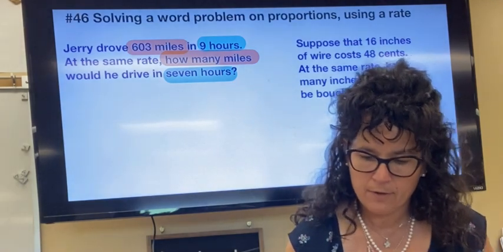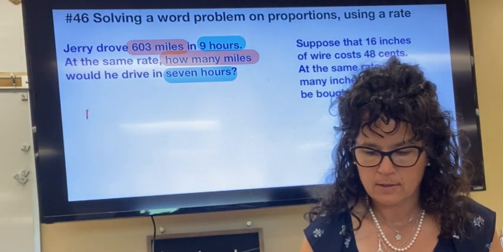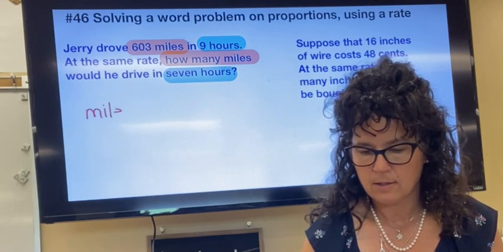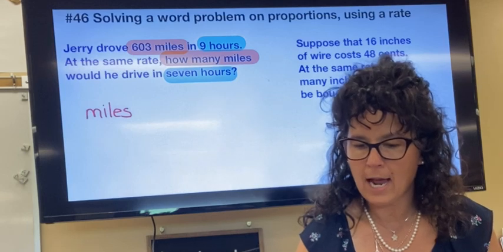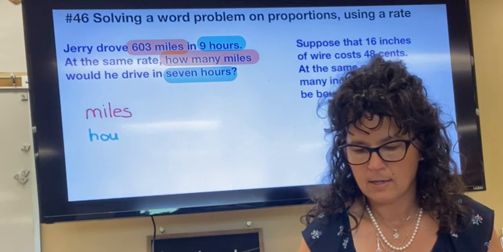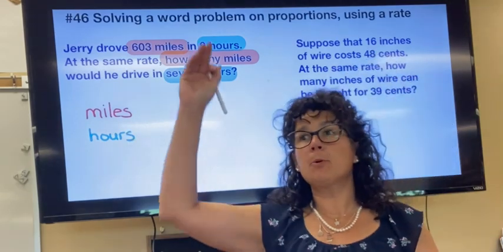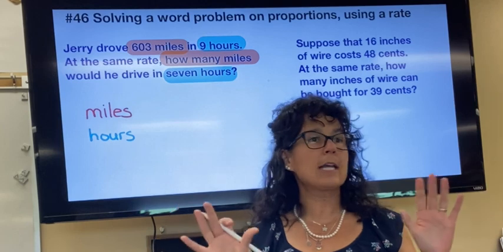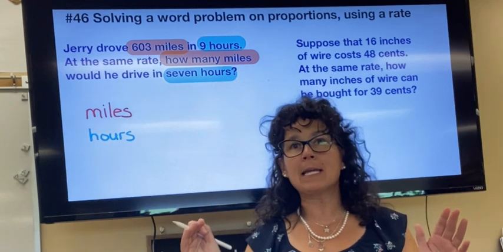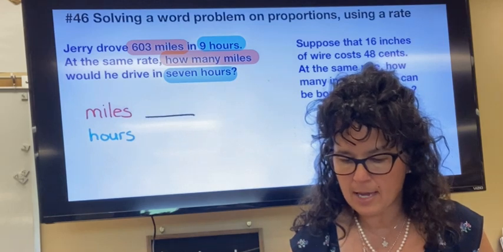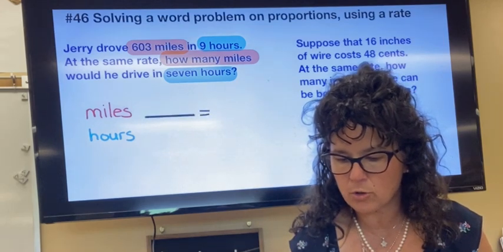So I'm gonna have miles over hours. If you decide to put hours over miles, it's the same thing. You're gonna get the same answer, you just have to make a decision. So once I've made the decision, I'm gonna make a fraction equal to a fraction.